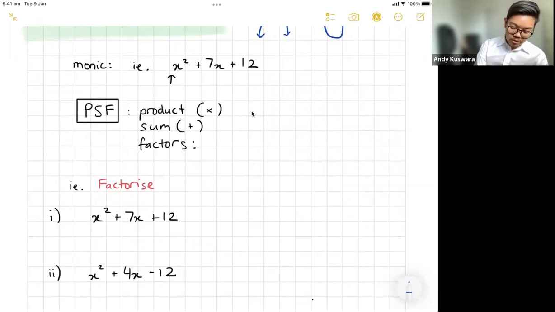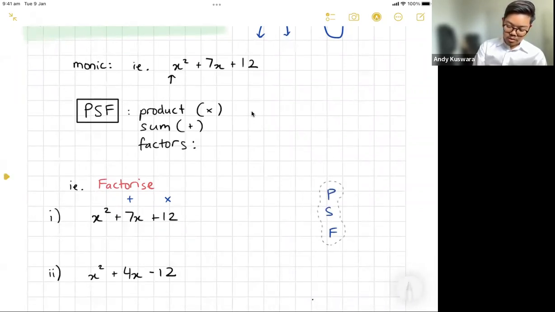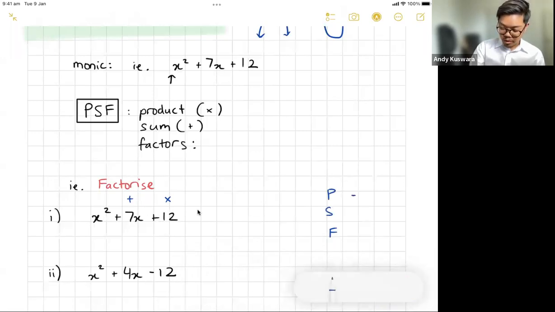So in other words, I'm trying to find the product, 2 things that will product to give me 12, 2 things that will sum to give me 7. So I'll write this down, product sum factor. I'll move it over a bit. So the product here, normally what you do is you multiply the number at the front with the number at the end, the constant. So this one here is just going to be 1 times 12. Product's going to be 12.